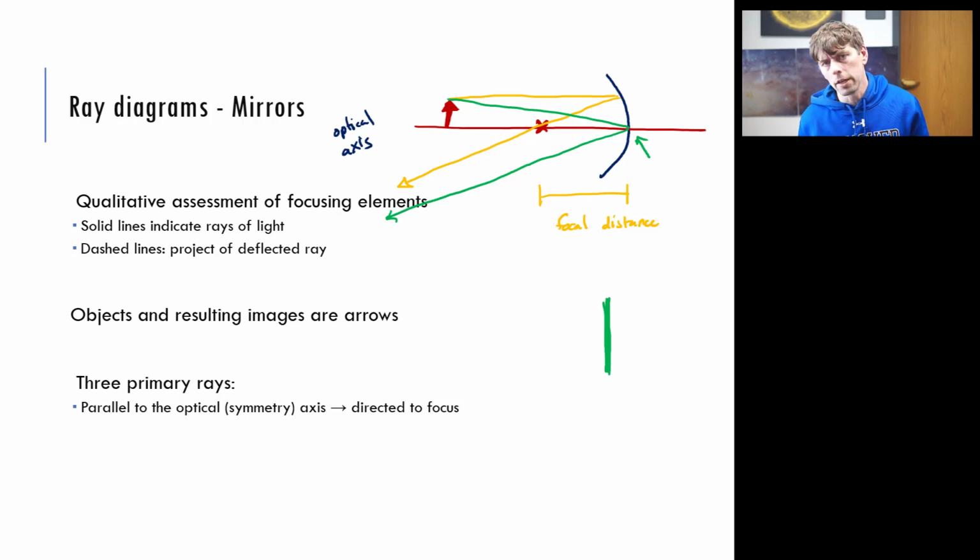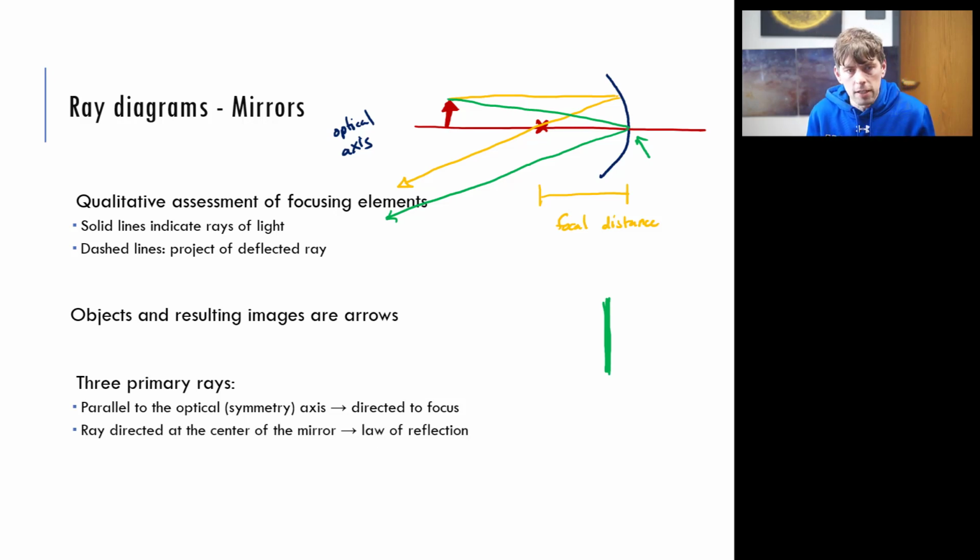The third one, which is slightly harder to see, is that there's also a center of curvature for this mirror. Now, I haven't drawn anything in. Again, let's go ahead and arbitrarily pick a location. Let's say that the center of curvature of the mirror is right here. This third primary ray will go from the top of the object. It will go through the center of curvature and strike the mirror.